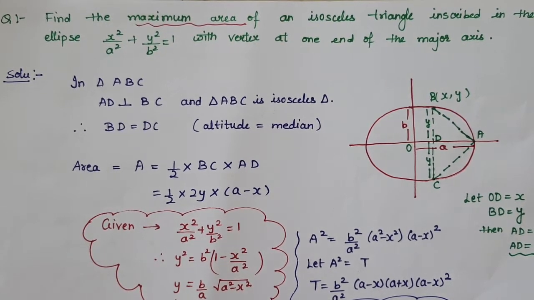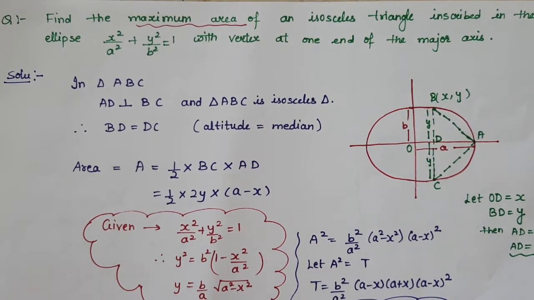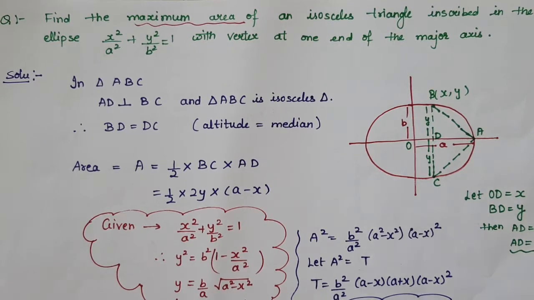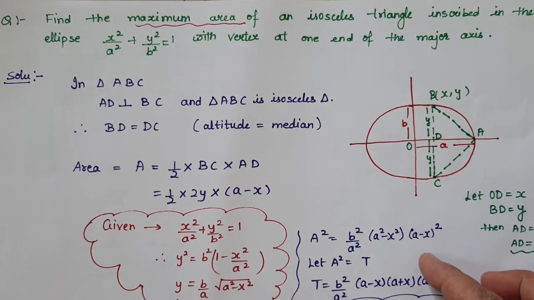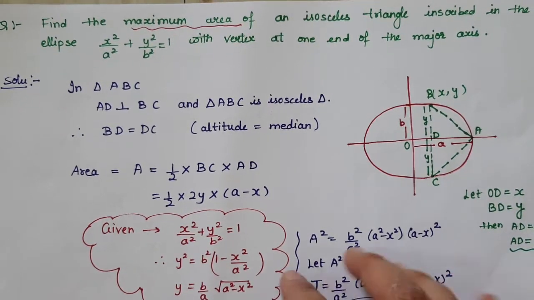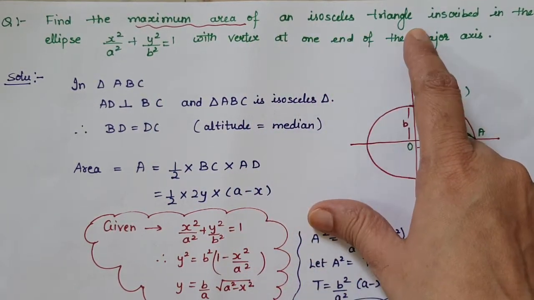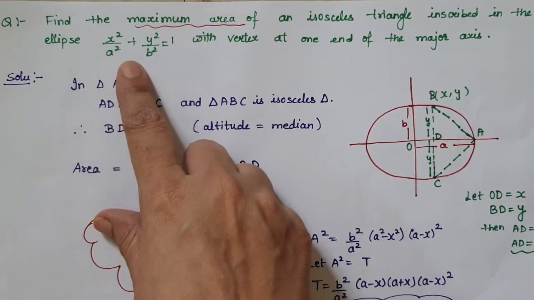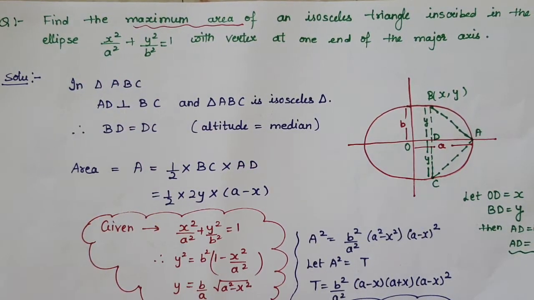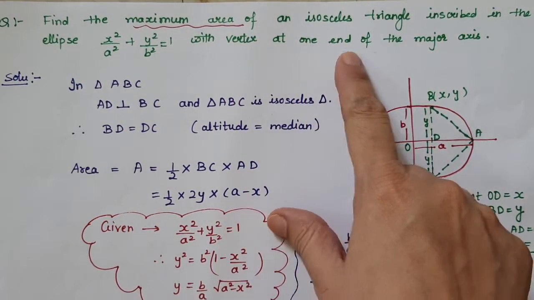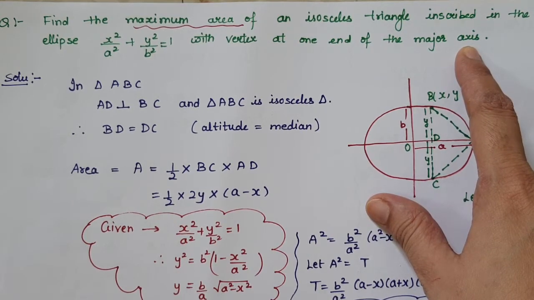Now let me take another question. This is one of the important questions, and in books you will find that they have done it in some different manner. I am applying simple algebraic equations here. The question is you have to find the maximum area of an isosceles triangle that is inscribed within this ellipse, with vertex at one end of the major axis, right?